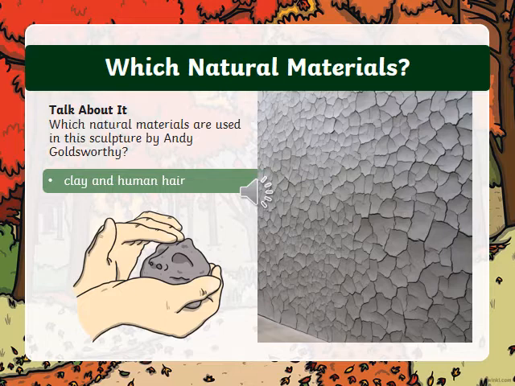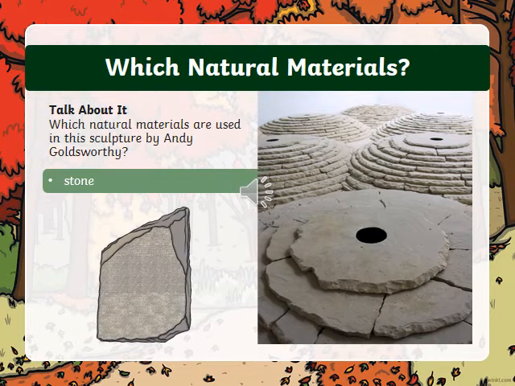Here we've got another interesting natural material. Which natural material do you think Andy used in this sculpture? Might come as a bit of a surprise. Did you get it? It was clay and human hair. Very different. How about this one? Which natural material do you think Andy Goldsworthy has used here in this sculpture? Tell your adult. That's right. It's stone. He's used stone, another natural material, in this sculpture.